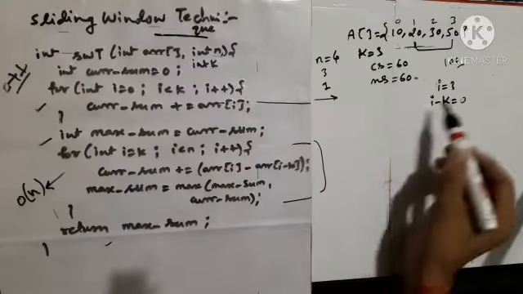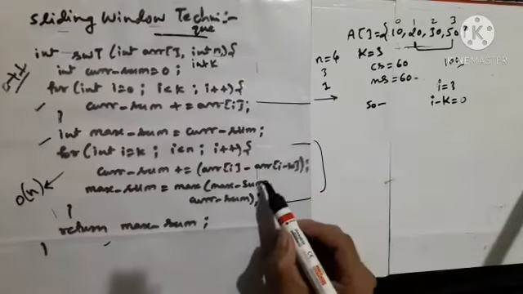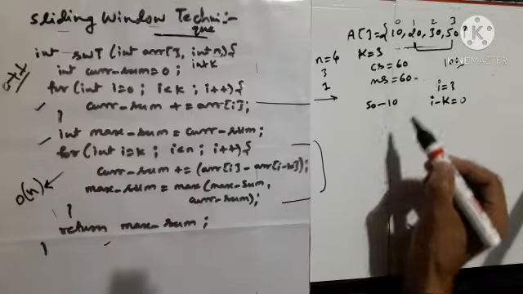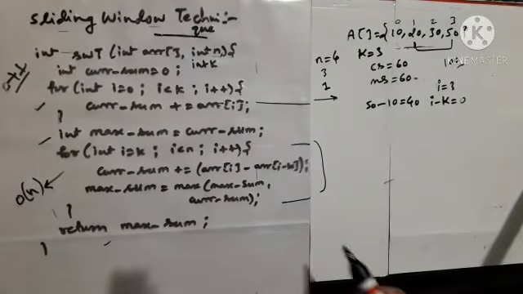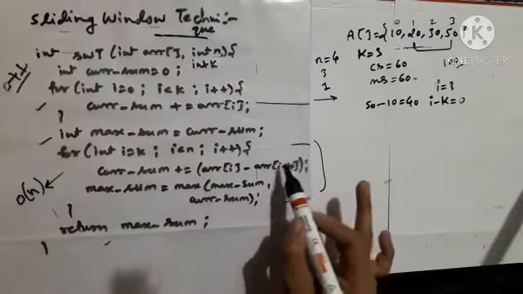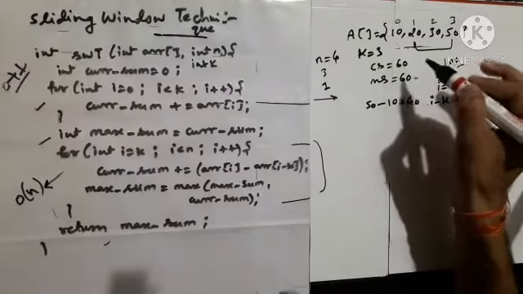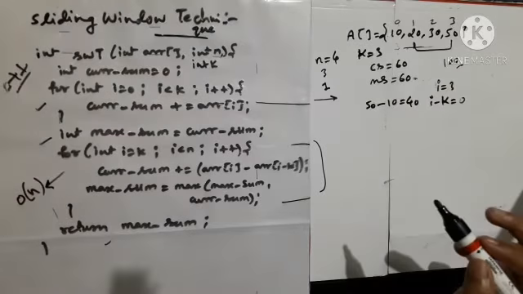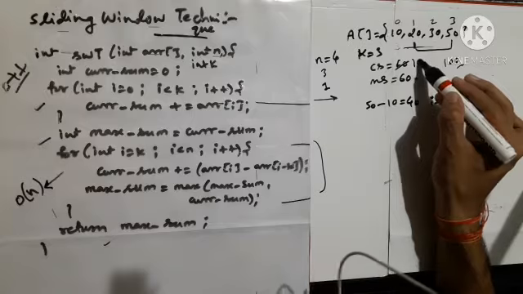Now array of i is 3, so what is the value of array of i? 50, so 50 minus array of i minus k, what is the value of i? 0, 0 means 10, isn't it? And that is 40, isn't it? Now what I'm trying to say is this 40 is going to be assigned in the current sum. Previously current sum contains 60, now it is adding 40. Now it contains plus 40, so it will be updated to 100.